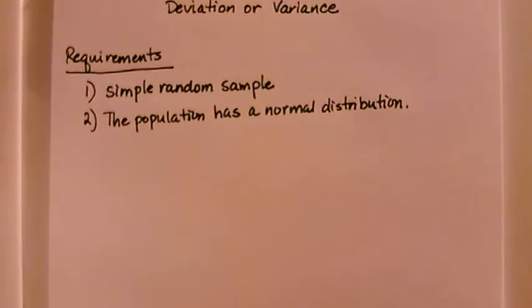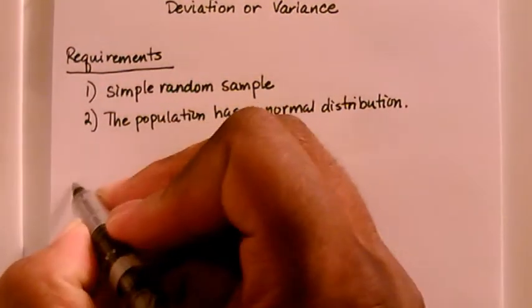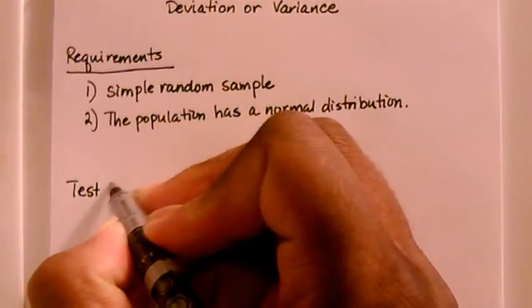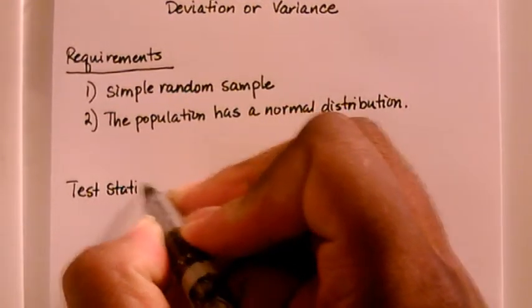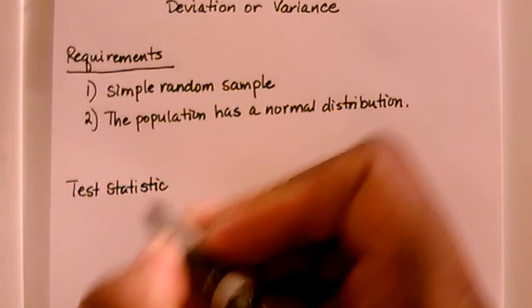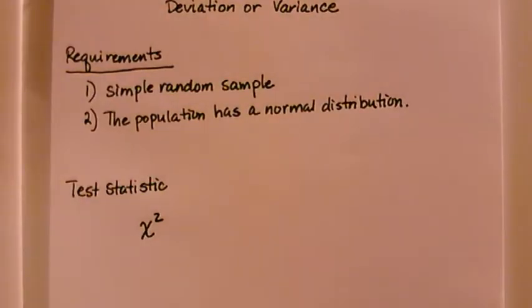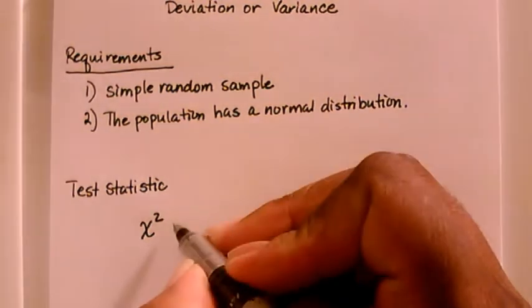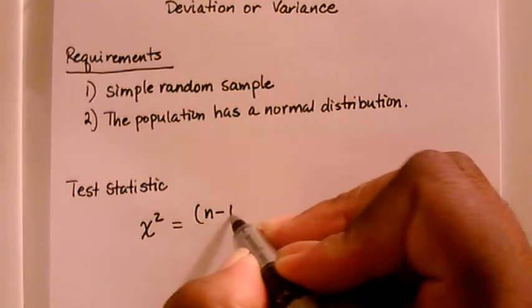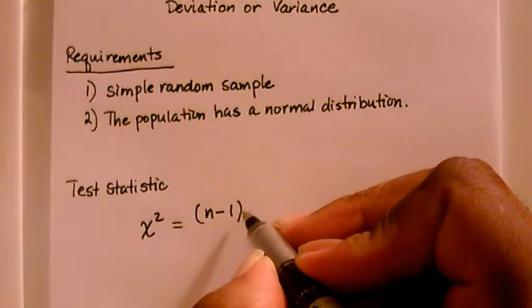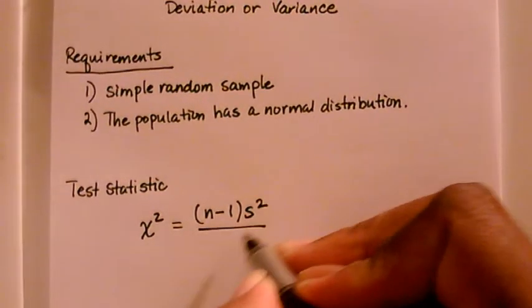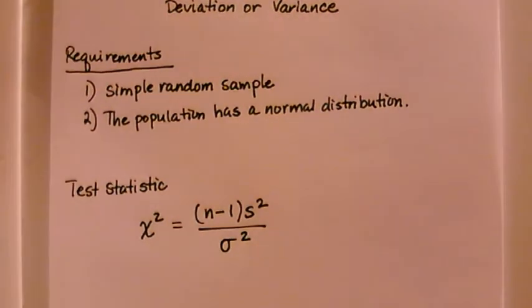or a variance. And the test statistic that we will be using when testing a claim about a standard deviation or variance is a chi-square test statistic. And this symbol means chi and then the square. And that's chi-square. And it's equal to the quantity n minus 1 times s squared divided by sigma squared.